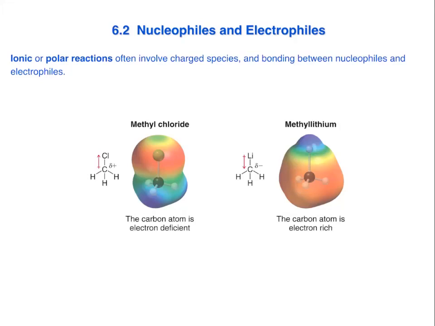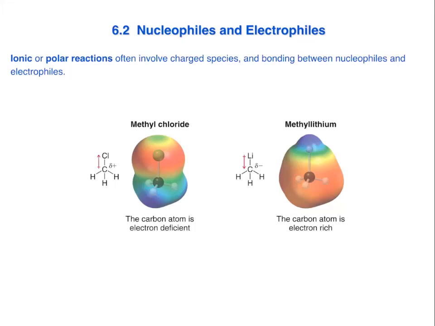In this video, we're going to cover section 6.2, nucleophiles and electrophiles. When we discuss polar reactions in organic chem, they often involve these species. One species will be labeled the nucleophile, which is going to share electron density with the other species, the electrophile. In ionic or polar reactions, these often involve charged species and bonding between nucleophiles and electrophiles.